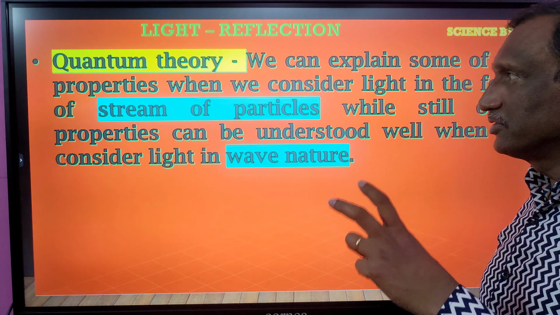Then when a ray of light falls on any transparent object, three things can happen. If it is falling on the transparent object, three things can happen. First, some portion of the light will be reflected back.